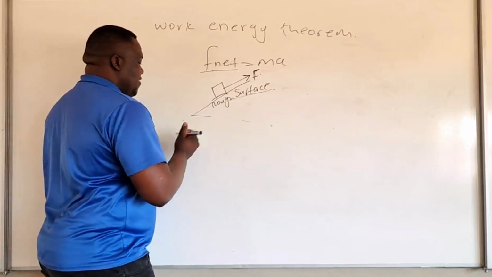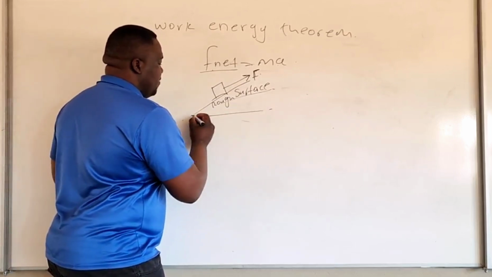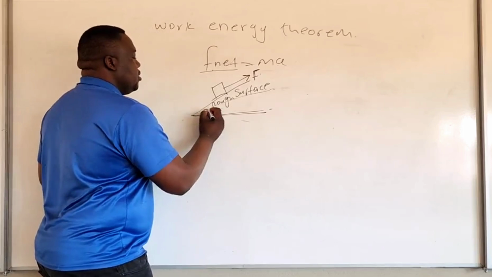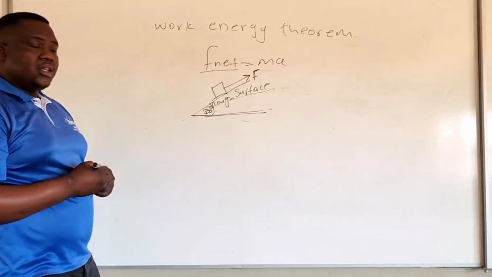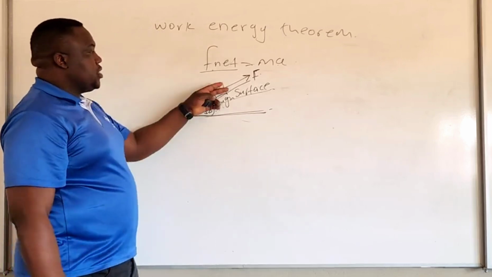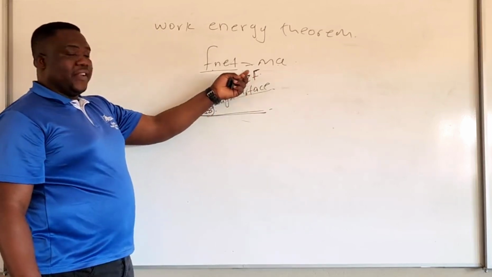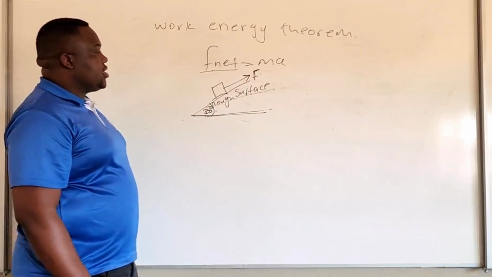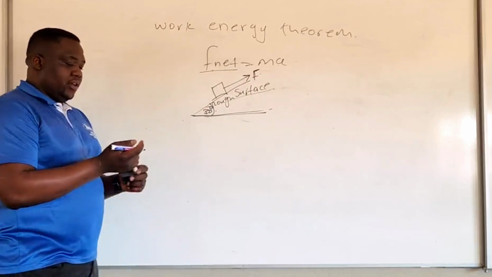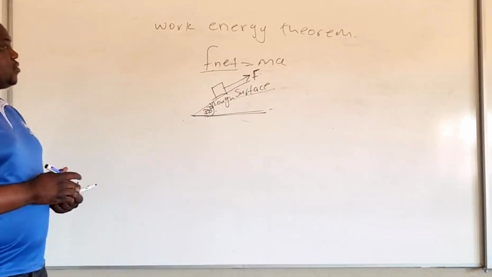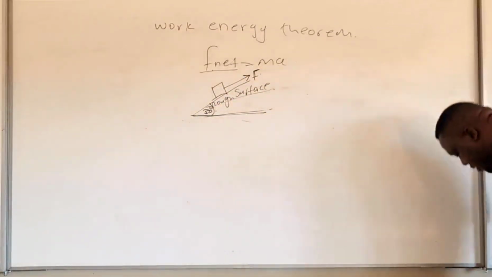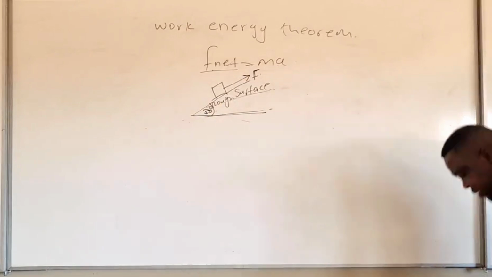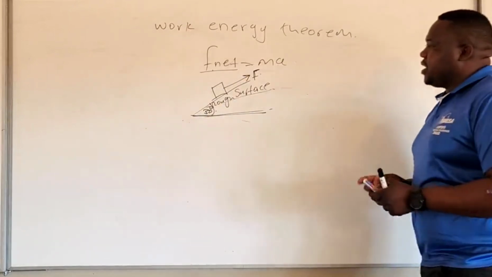This is what we have. You can see this is a thin line which is 80 degrees. So a box is being pulled up by a constant frictional force. So, what are the forces that are acting on an object?